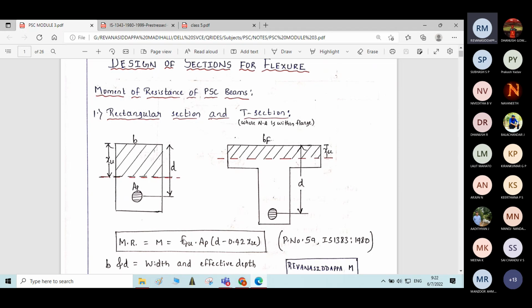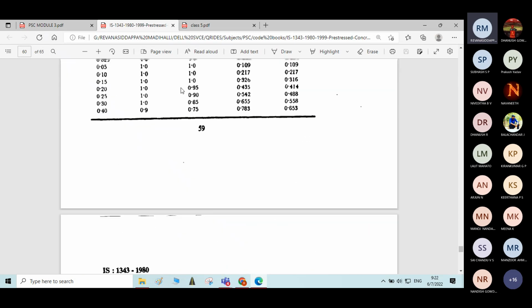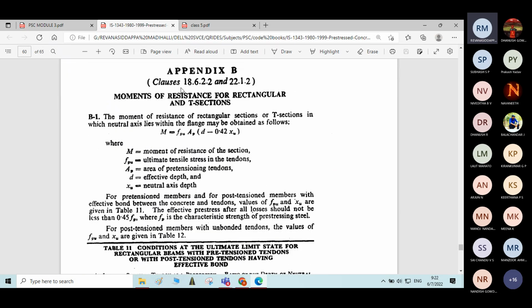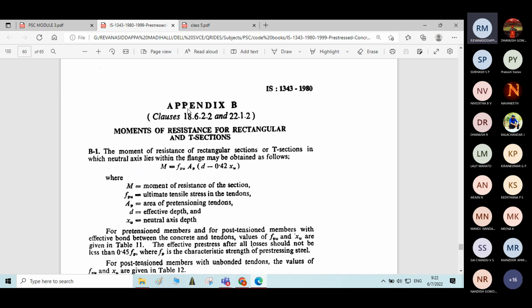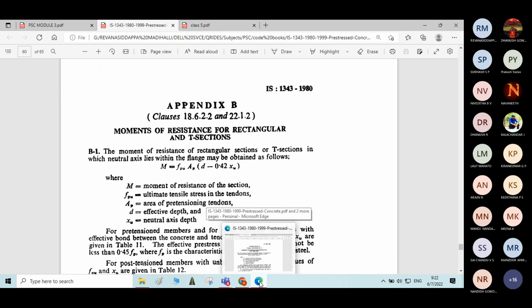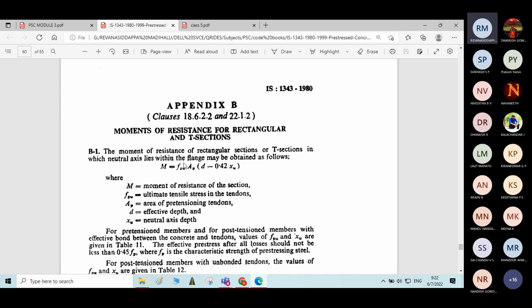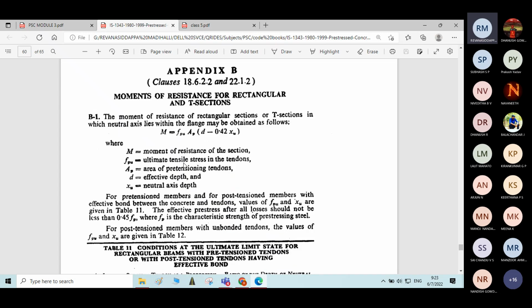To find moment of resistance, as in case of reinforced concrete structures, as in case of RCC, you will use IS 456. Similarly, here we will use the IS 1343 1980 code book for finding the moment of resistance of a PSC beam. Here the clear-cut guidelines and some useful formulae are given. Using these guidelines and the formula, you need to find the moment of resistance.